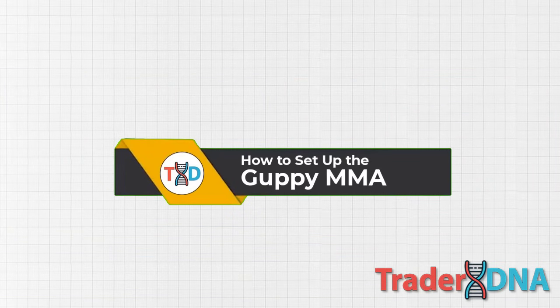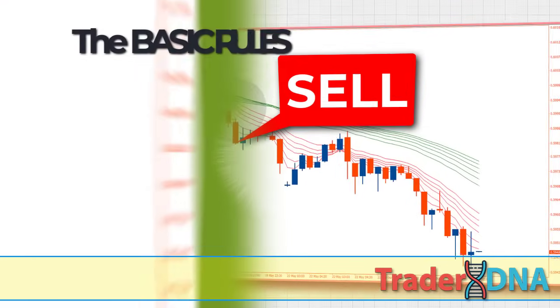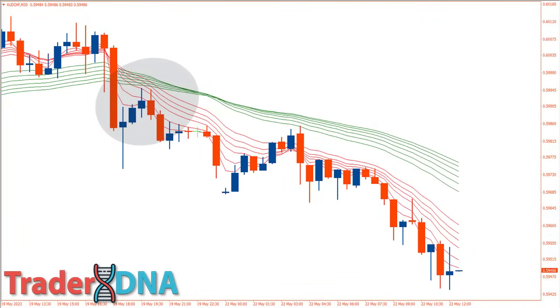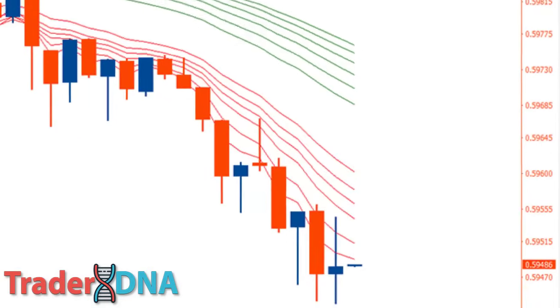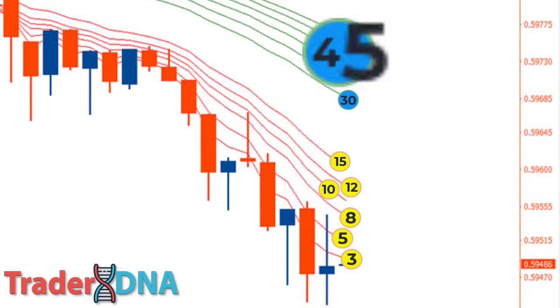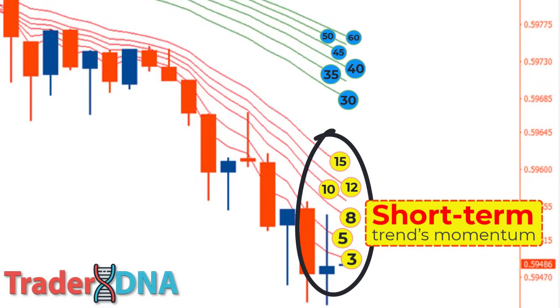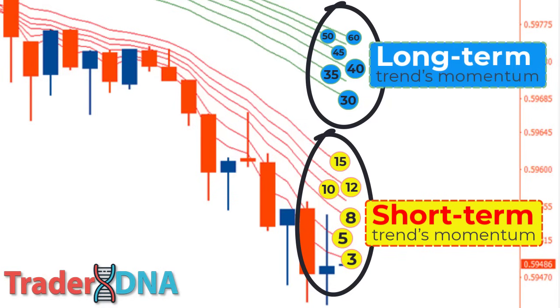How to set up the Guppy Multiple Moving Average. This technique consists of combining two groups of exponential moving averages with differing time periods, or lengths. The 12 periods used are 3, 5, 8, 10, 12, 15, 30, 35, 40, 45, 50, and 60. The 3, 5, 8, 10, 12, and 15 exponential moving averages are used to show the short-term trend's momentum. The 30, 35, 40, 45, 50, and 60 exponential moving averages show the longer-term trend's momentum.